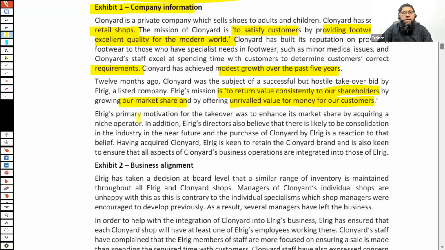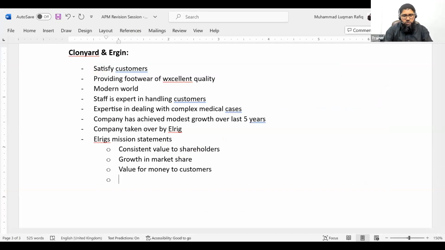Now, Elric's primary motivation for takeover was to enhance market share by acquiring a niche operator. Elric's director also believes there is likely to be a consolidation in the industry in the near future, and the purchase of Clonyard is a reaction to that belief. Having acquired Clonyard, Elric is keen to retain the Clonyard brand and is also keen to ensure that all aspects of Clonyard business operations are integrated into those of Elric. So they want to integrate Clonyard into their business.